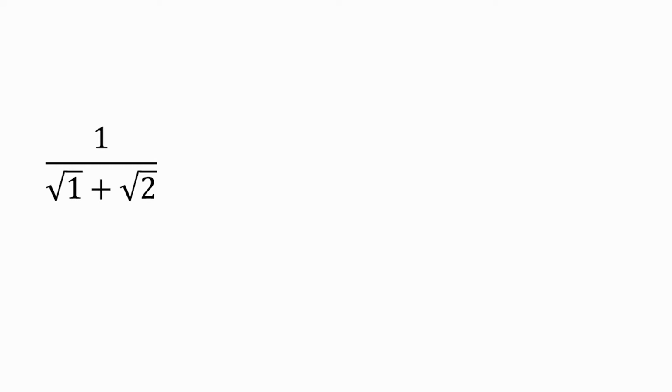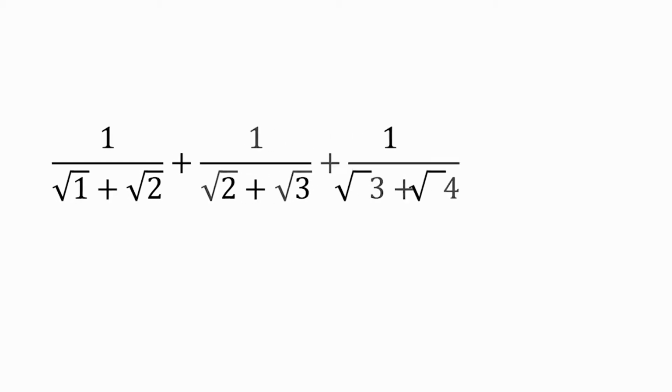Let's create a monster radical expression, starting with a simple building block, 1 over the square root of 1 plus the square root of 2. We'll add to that the same thing, except increase each number under the square root by 1, giving us 1 over the square root of 2 plus the square root of 3 for the second term. We'll add a third term the exact same way, giving us 1 over the square root of 3 plus the square root of 4.